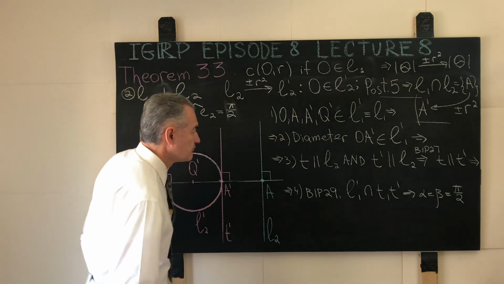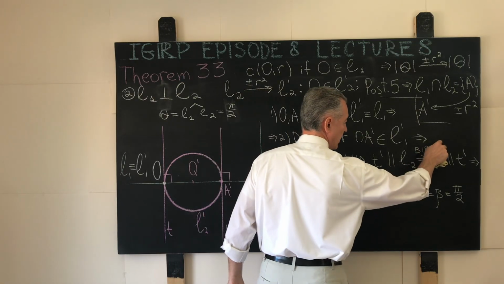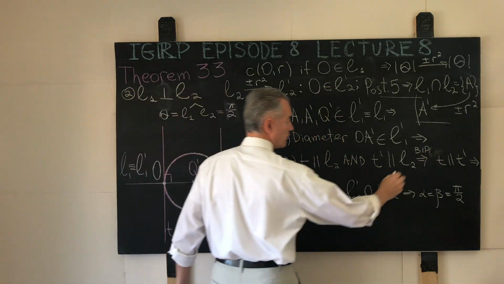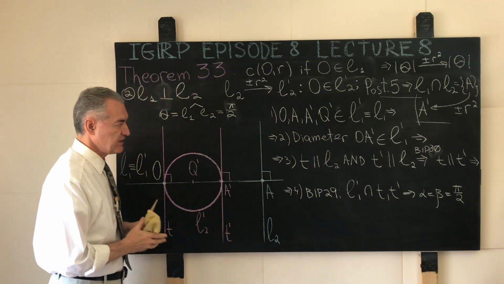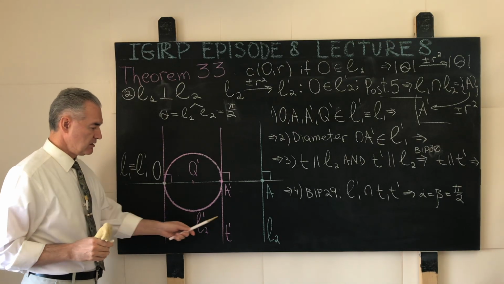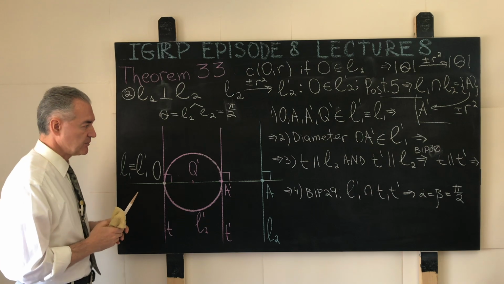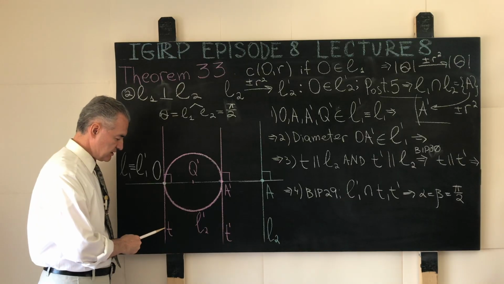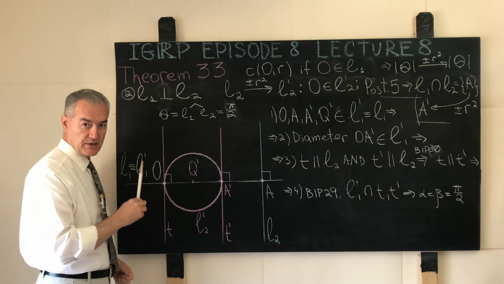If these straight lines are individually parallel to one and the same straight line, then consequently by Book 1 proposition 30, what does that mean? That means that these two straight lines, the tangents T and T prime, must be parallel to each other. So here we have, in some sense, a trio of parallel straight lines. The straight lines T, T prime, and L2 are all pairwise parallel.